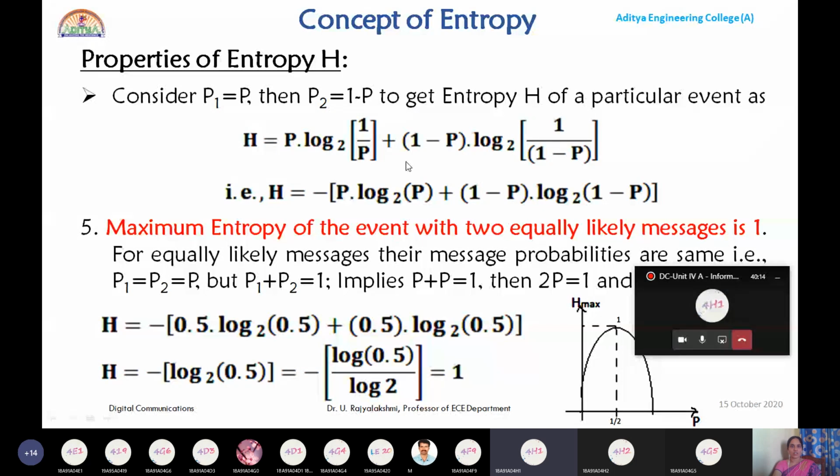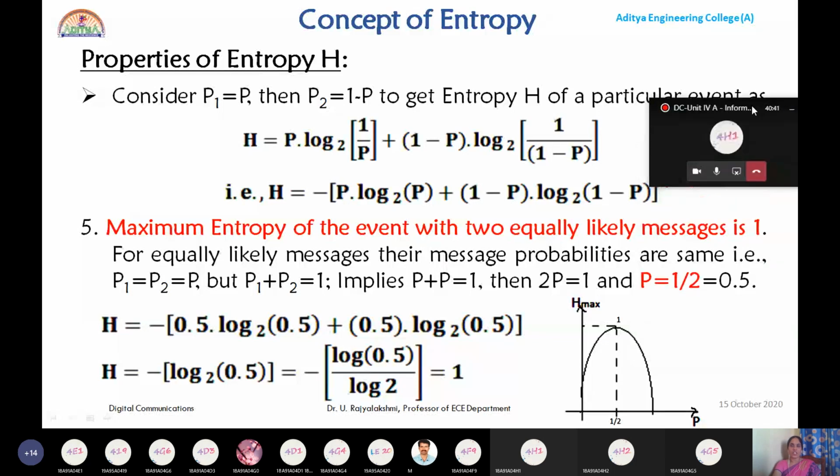Once again, read the second equation. H is equal to minus P log P base 2 plus 1 minus P log 1 minus P base 2. Actually, you will get a negative sign for both the terms, so we just took the negative sign as common from these two terms.